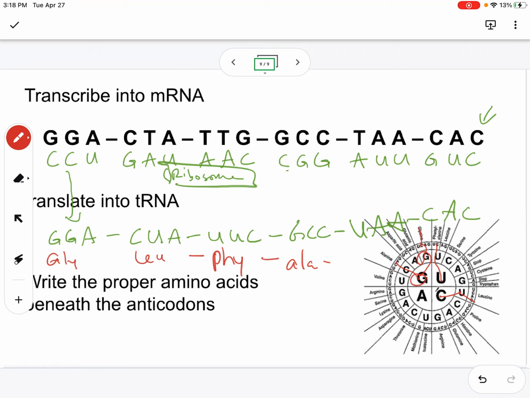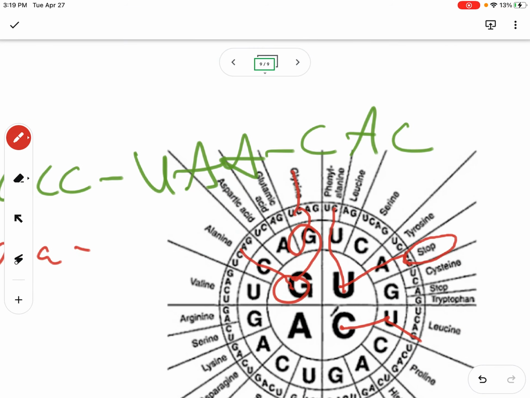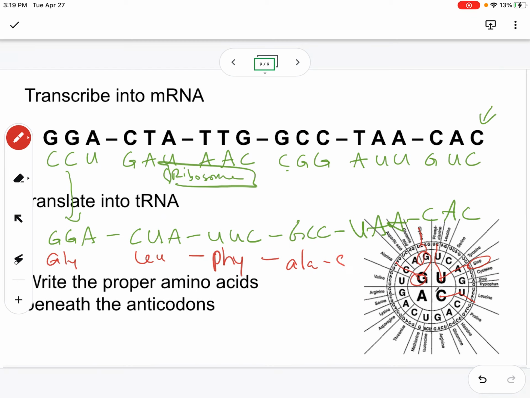And then we have UAA. Oh my gosh, it's the magic right there. And look what it says. It says stop. And that's where this protein would stop. The amino acids would hook up, and we would have a protein. That is all of it in a nutshell.